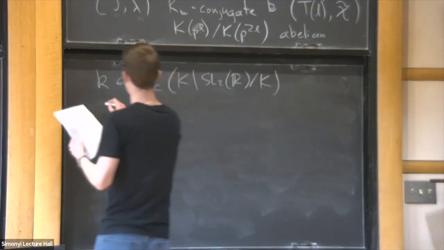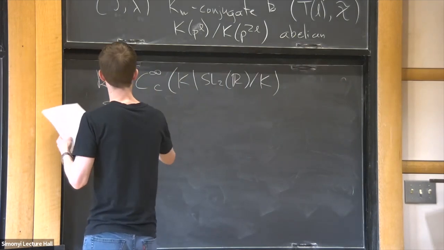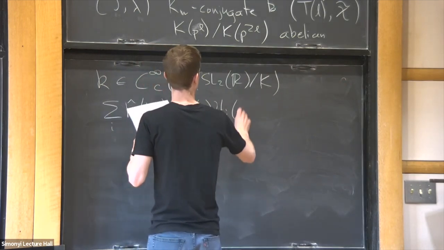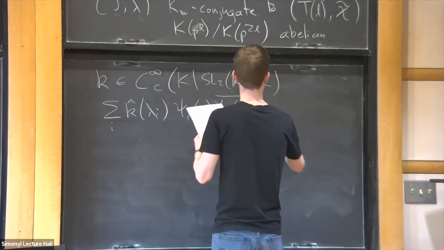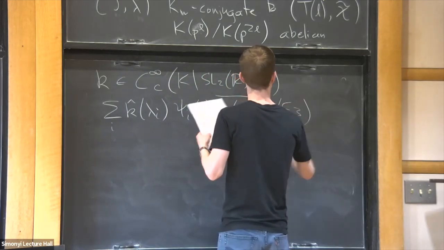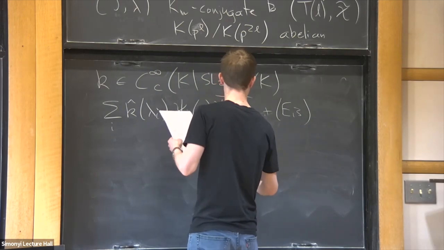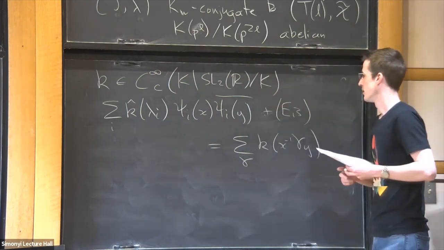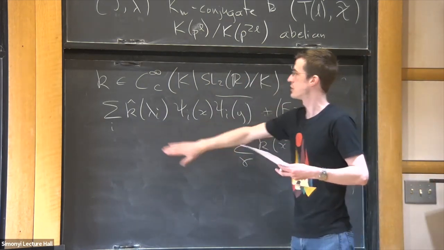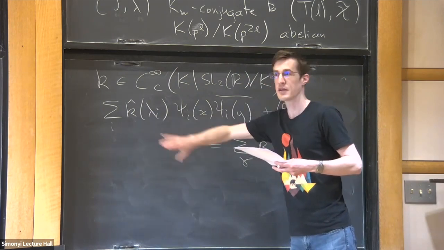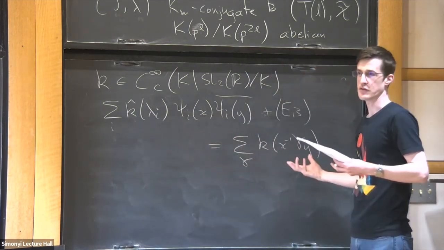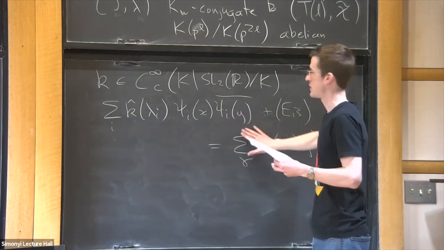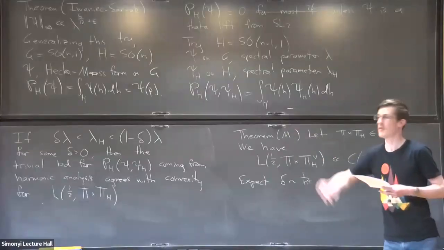You plug this into the pre-trace formula, and you get something like this. On the left-hand side, you have the eigenfunctions weighted by this test function k hat. And on the right-hand side, you've got some geometric expression. If you do some standard things with this, you get back the trivial bound of Iwaniec-Sarnak.